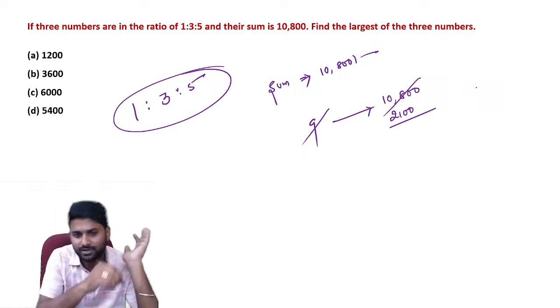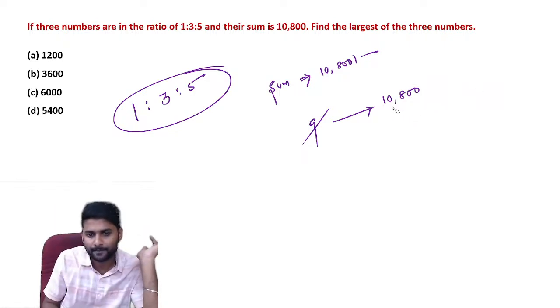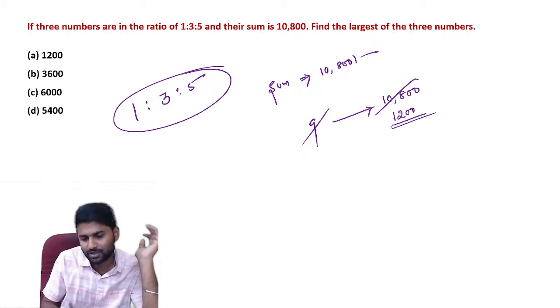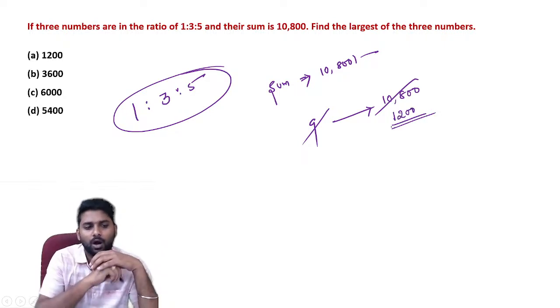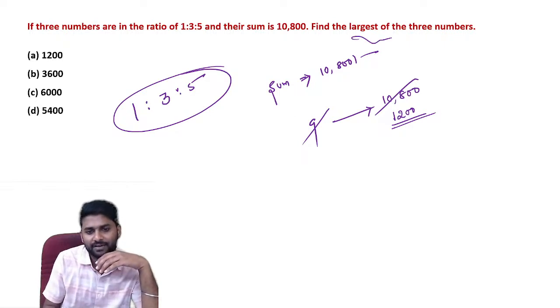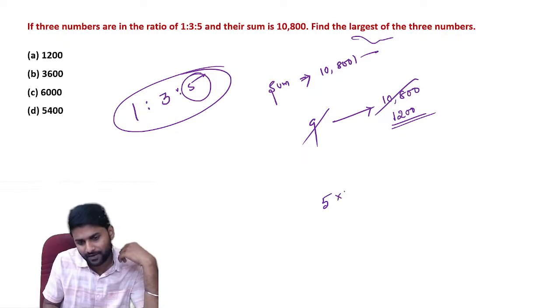So 9 into 1200 gives 10,800. Now out of these, we have to identify the largest one. The largest value is 5 units, and each unit is multiplied with 1200, so the total value is equal to 6000.